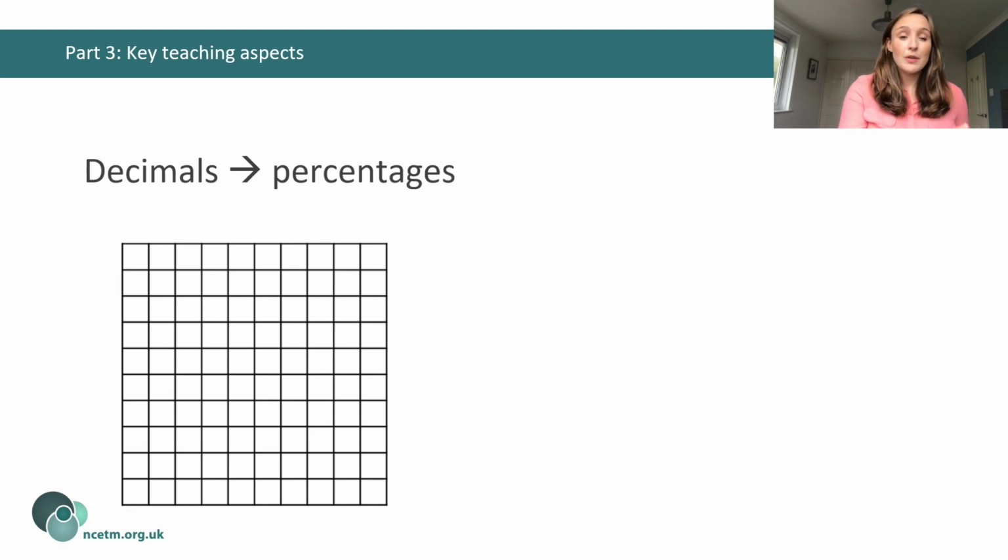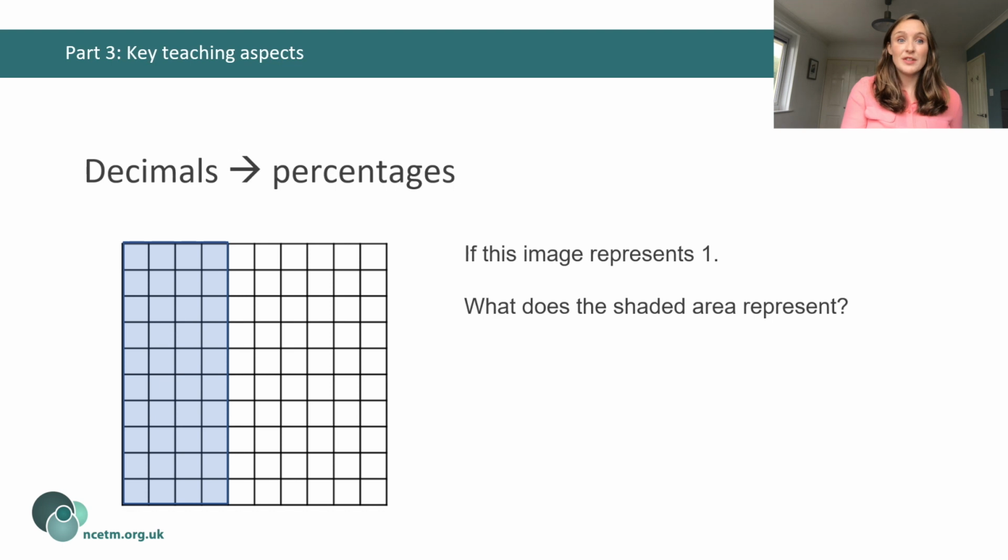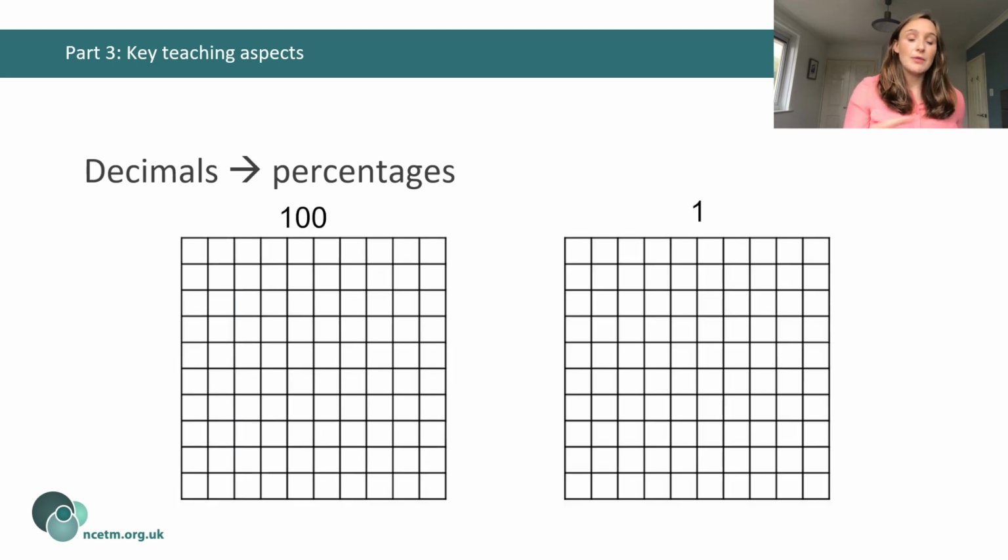Once I'm confident that they've had a go at shading themselves, I would then maybe give them some shaded regions and ask them to say, well, what does this shaded area represent? Again, familiarising themselves with the representation. Once I'm completely confident that they are happy with this representation, going from either shaded to a decimal or decimal to a shaded, I would then give them 2 grids.